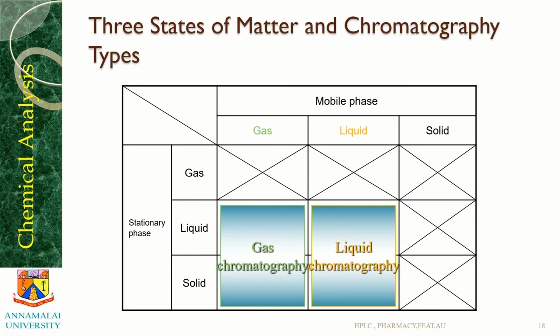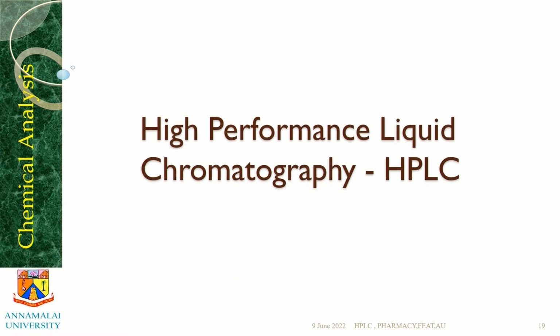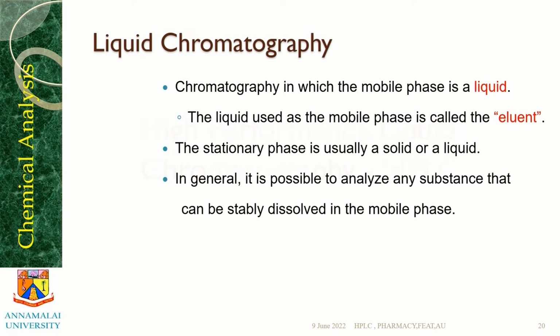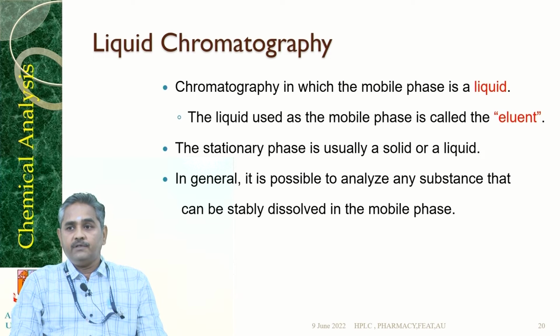Liquid chromatography is the one which we are going to see in this session: high performance liquid chromatography, HPLC, which is otherwise called high pressure liquid chromatography. In liquid chromatography, the mobile phase is the liquid, which is otherwise called the eluent. The stationary phase is a solid or a liquid. In general, it is possible to analyze any substance that can be stably dissolved in the mobile phase. As I have said already, the unknown chemical should be stable in the mobile phase in which you are going to dissolve it.